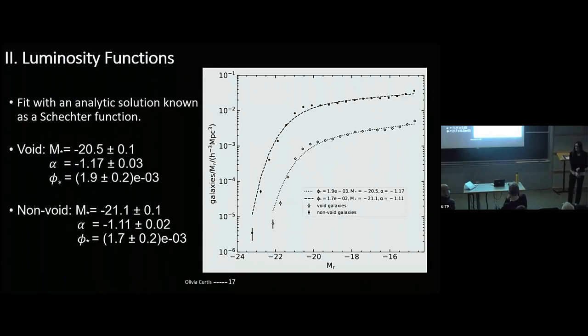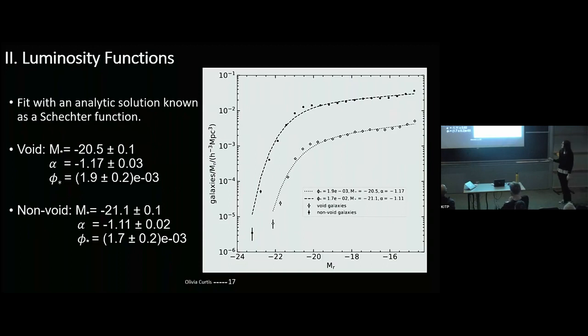I also looked at luminosity functions and the total number of galaxies per magnitude bin per unit volume. I fit these luminosity functions with an analytic solution known as the Schechter function, which is parameterized by three variables: M star, the characteristic turnover magnitude; alpha, the slope of the faint end of the function; and phi star, the point on the y-axis that the faint end is asymptotically approaching.